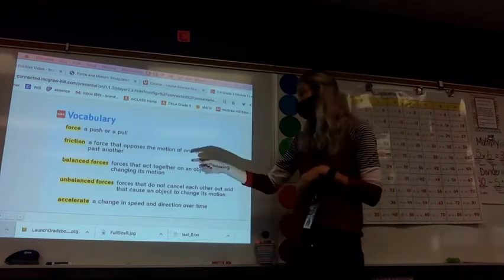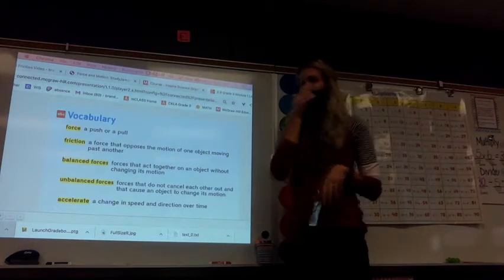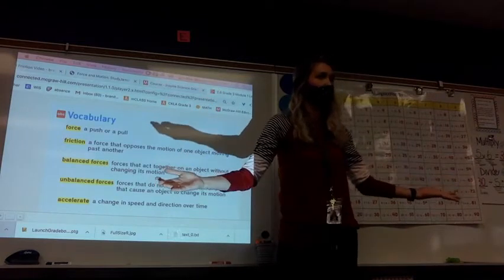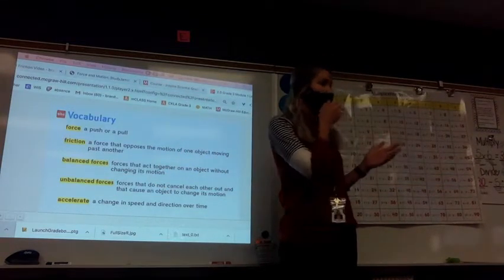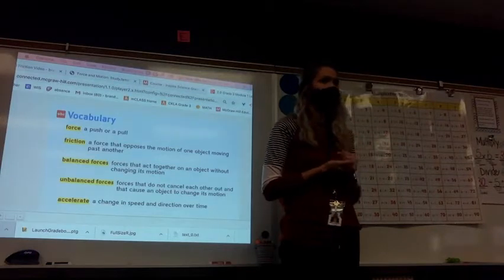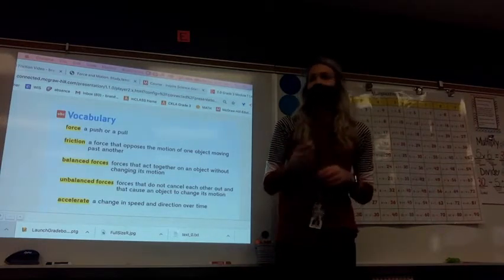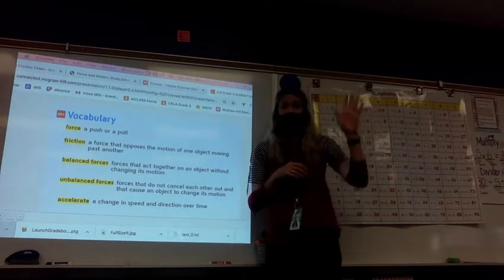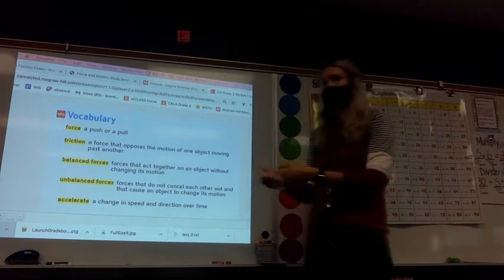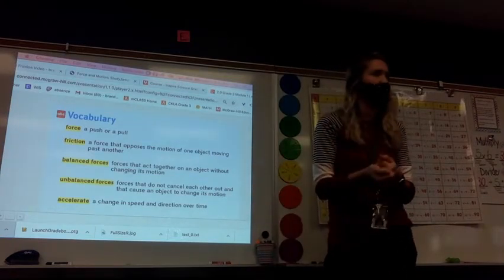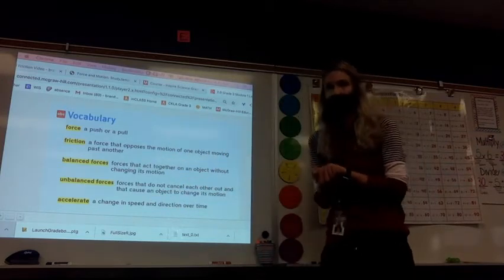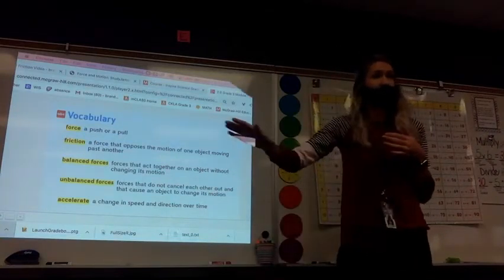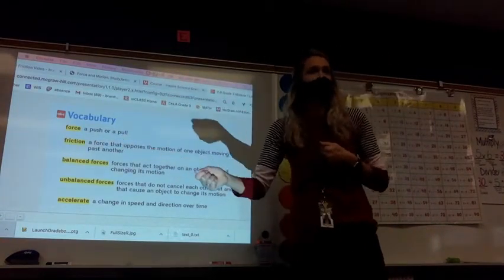Balanced forces are forces that act together on an object without changing its motion. So this is when things are balanced. You can act on each other, you can pull on each other, but it's not going to change each other's position, okay? We're not going to do it in the classroom, but how many of you have ever played tug of war before? Yeah. If you and a partner of about equal strength are going against each other and the rope's not really moving, that's a balanced force. My strength is equal to that of my friend, so we're not really able to move the rope.